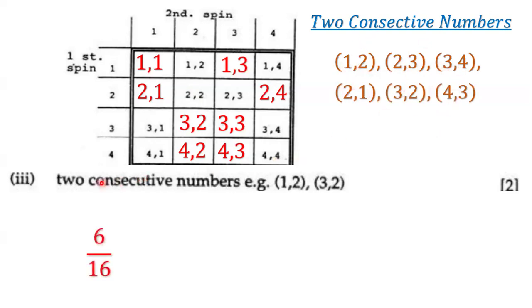And so the probability of getting two consecutive numbers is going to be 6 over 16. 6 because there are 6 times that this happens in our sample space, and 16 because the total number of elements in the sample space is 16. So we have 6 over 16, and when we divide that, we get 0.375. And that's the answer to this question.